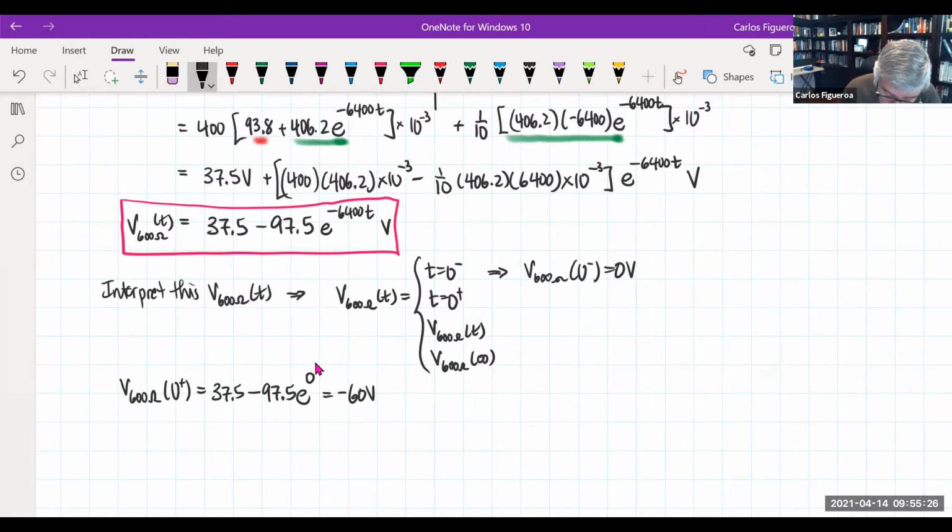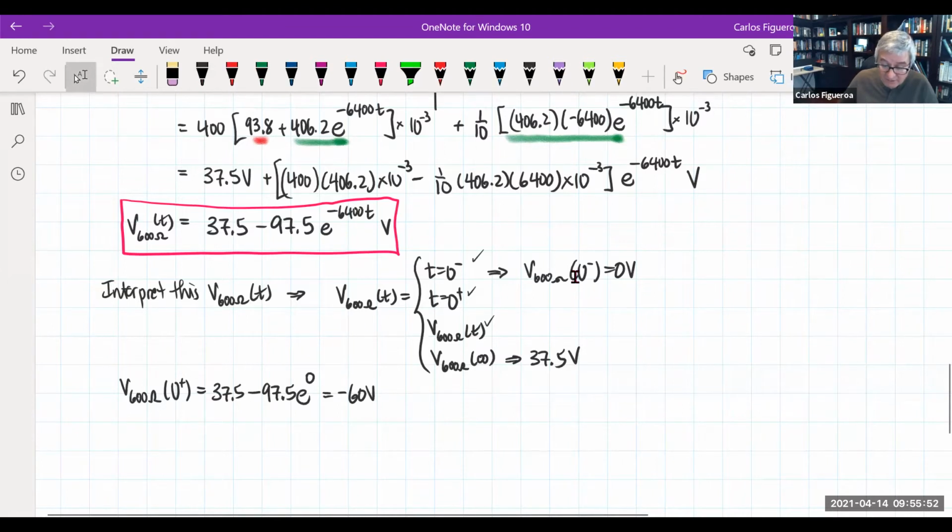And so I now got that. So I got this guy, I got that guy. I know what the time dependent part is, which is our solution. So what's V600? Well, you could see that the steady state has to be 37.5 volts. So let's go look at this plot here.